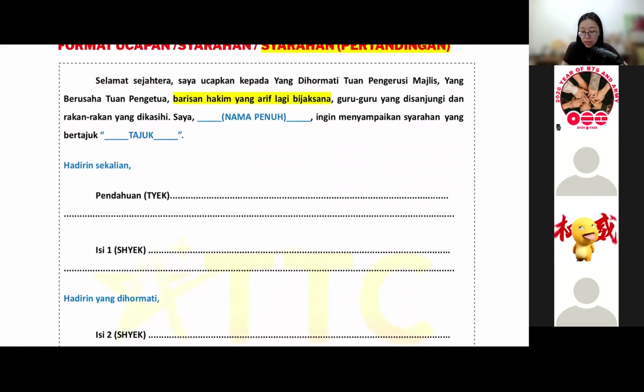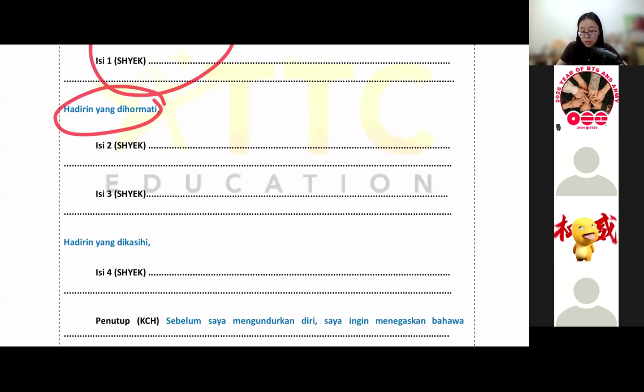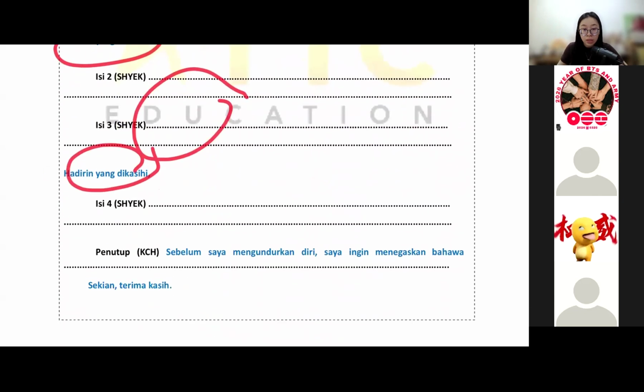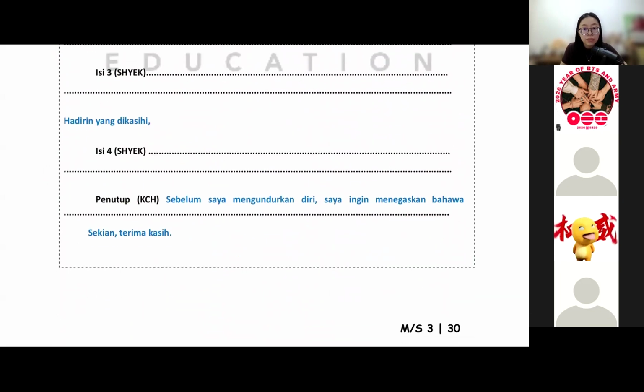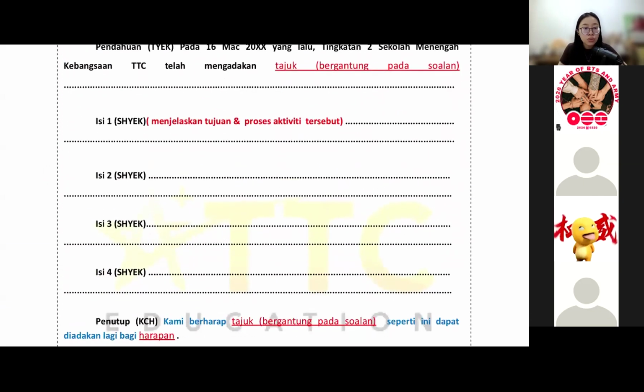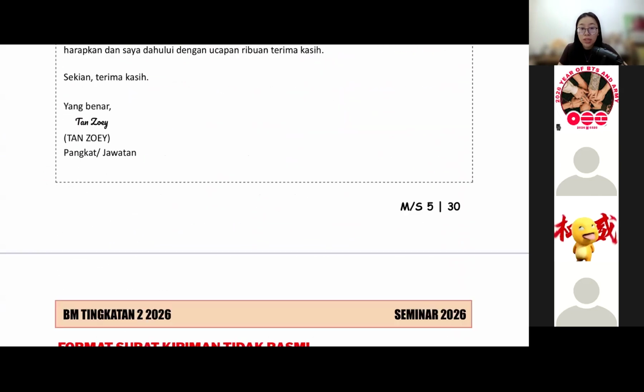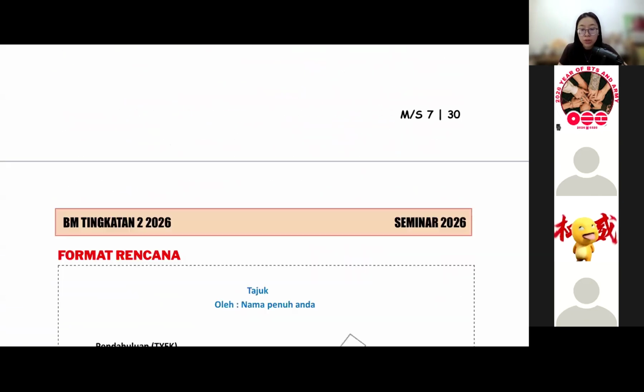And then after you write, you need to address the audience again. After 2 paragraphs, address the audience again. But for the penutup, they won't say kesimpulannya. They will say, sebelum saya mengundurkan diri, before I go down from the stage, saya ingin menegaskan bahawa, then you only say thank you. Now, for the others, I need you yourself to refer to all the formats. I won't go through one by one.